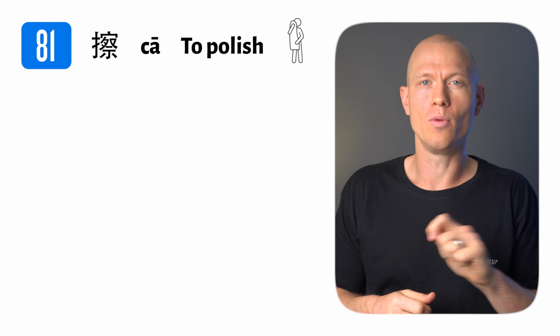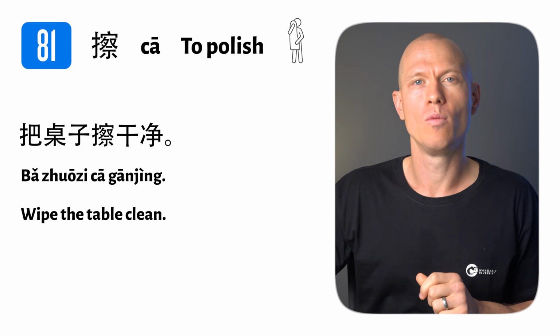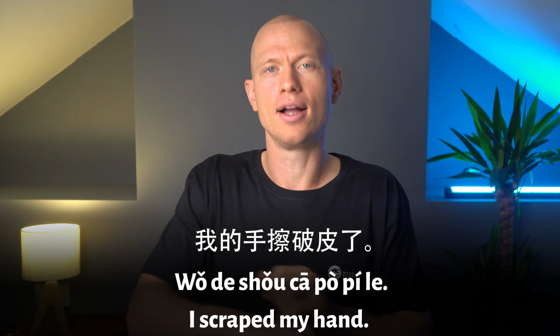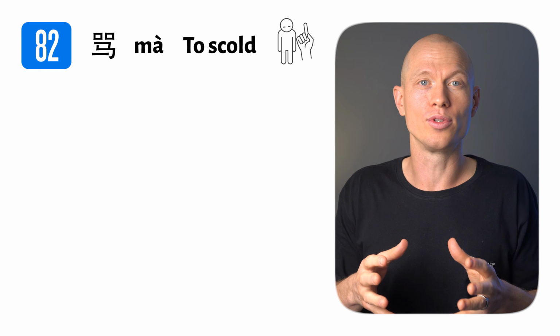擦 is the next verb, meaning to polish or wipe. 把桌子擦干净, wipe the table clean. 你擦擦汗, 休息一会儿. You wipe your sweat away, have a rest. And 擦 could also mean if you scratch yourself and maybe there's a little bit of blood coming out. So you could say, 我的手擦破皮了. I scraped my hand.